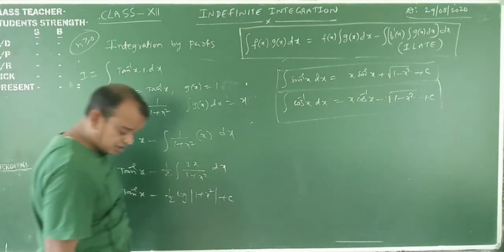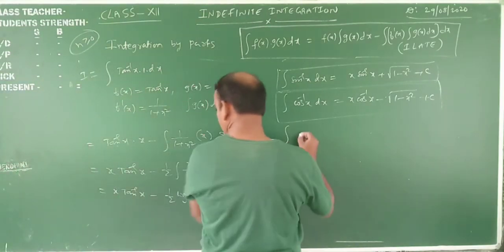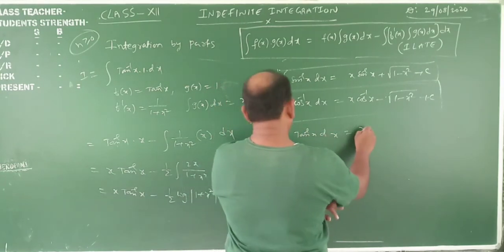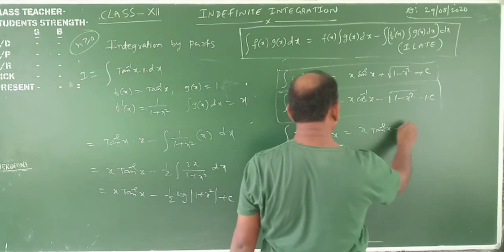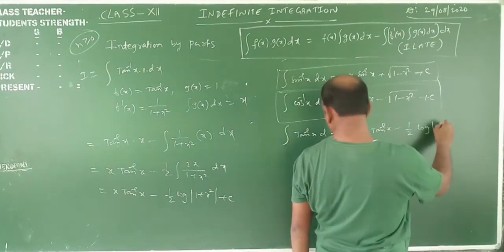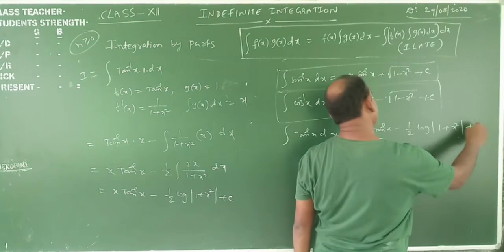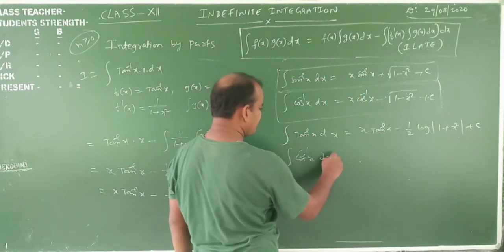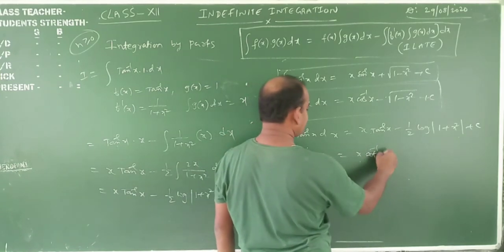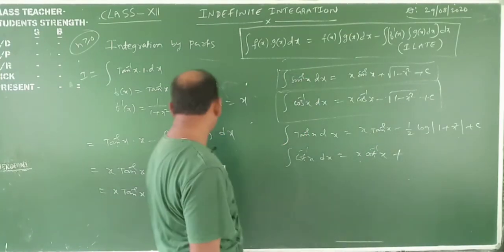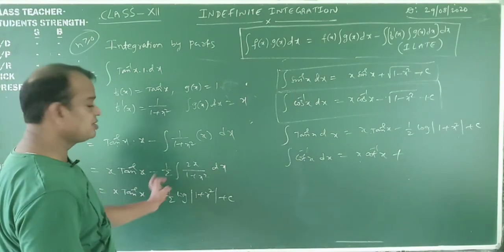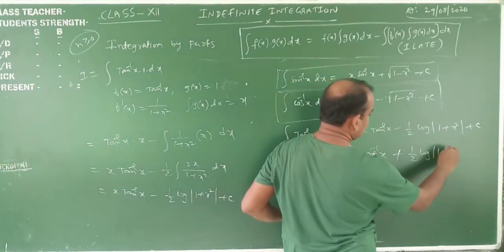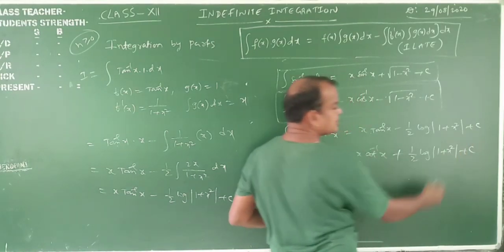Okay. What is this one? Integral of tan inverse of x is x tan inverse of x minus 1 by 2 log mod 1 plus x square plus c. Similarly, integral of cot inverse of x dx, what happens? Same, x cot inverse of x plus. Why? Because here minus 1 by 2 is already there, minus into minus is plus. Plus 1 by 2 log mod 1 plus x square plus c.